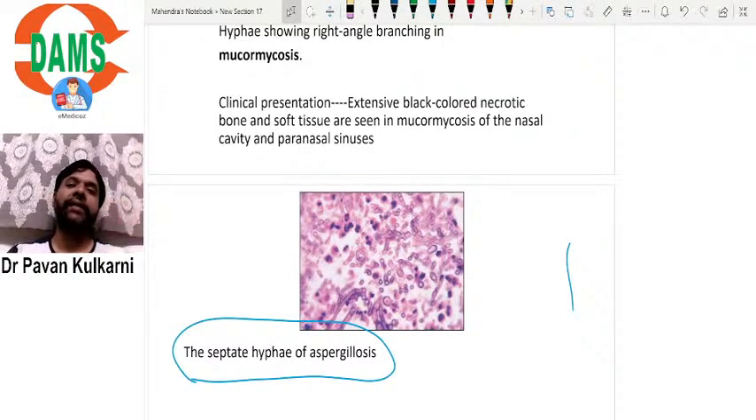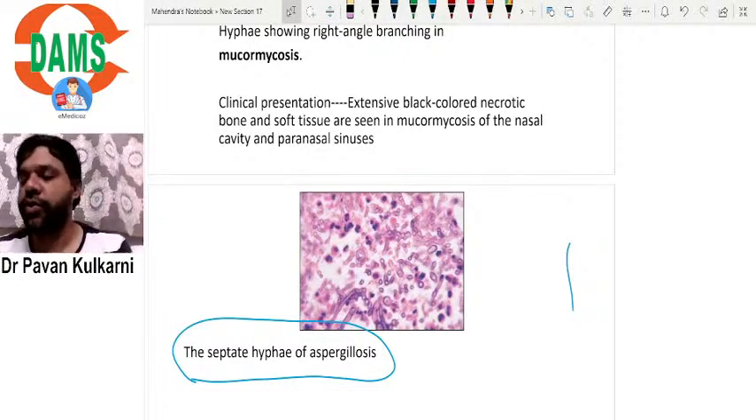Branching at right angles or obtuse angles you see in case of mucormycosis, whereas in aspergillosis they usually won't branch, and if they branch also that is at an acute angle. Branching is not that characteristic here. Hyphae are septated in case of aspergillosis.